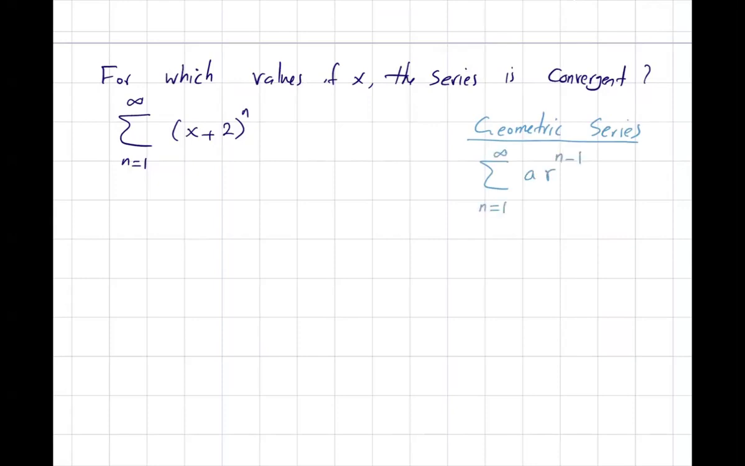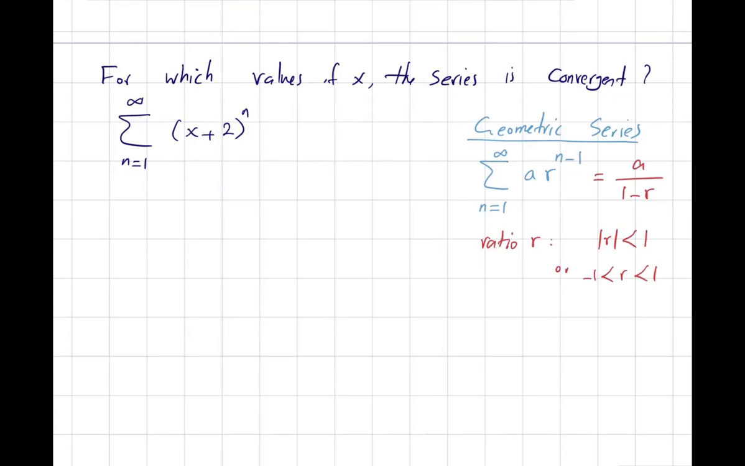from 1, goes to infinity, as long as you have a ratio like r, that the absolute value of r is less than 1, or r is bounded between -1 and 1, this guy is convergent to a divided by 1 minus r. Take a look at this series. It follows the same pattern of a geometric series.